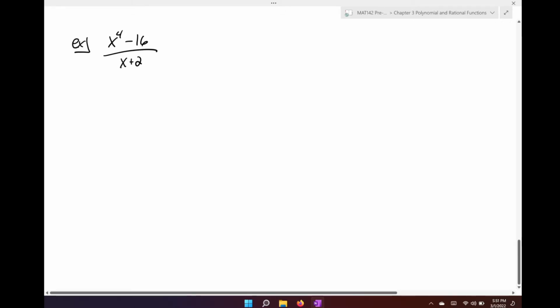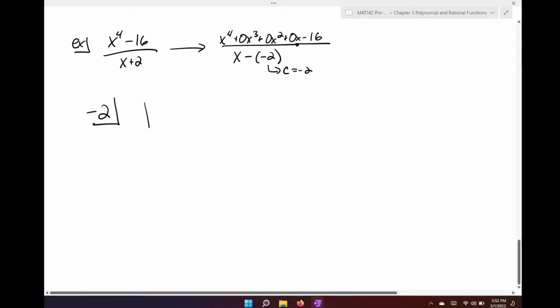Okay, so our next problem is going to be x to the fourth minus 16 all over x plus 2. So before we can synthetically divide, we're going to have to rewrite x plus 2 as x minus a negative 2. Therefore, c is going to equal negative 2. Also, in the numerator, we have to fill in all those missing terms. So we just put zeros for them and just write them out respectively. Here we go. So now, when we go to set up our synthetic division, we put negative 2 in the box. Then we put a 1, 0, 0, 0, and negative 16.